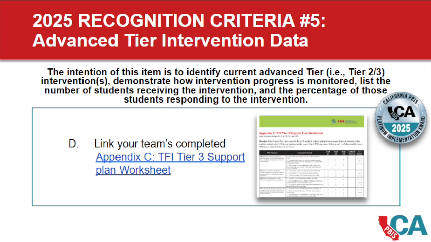Be sure when completing your application, you link your team's completed Appendix C, Tier 3 Support Plan Worksheet. Please check any sharing rights to enable the recognition scoring team access to the document.